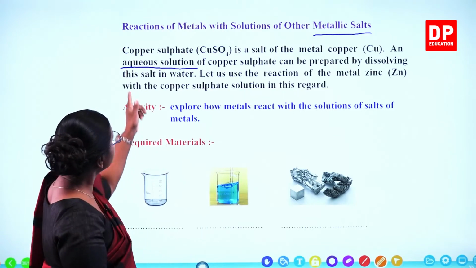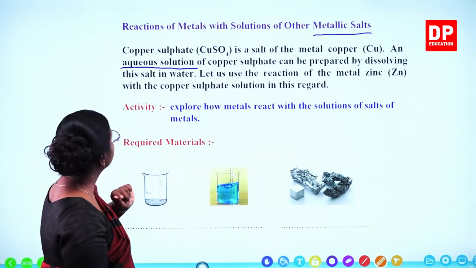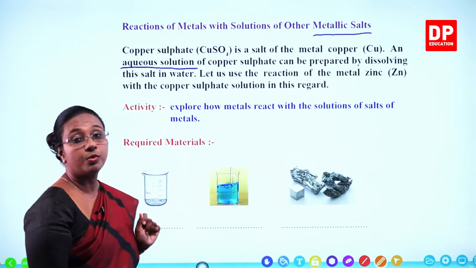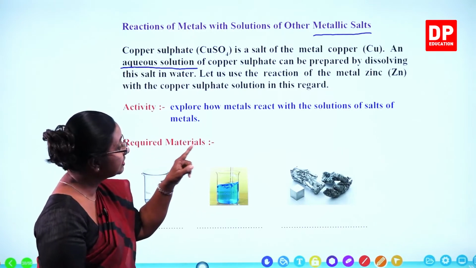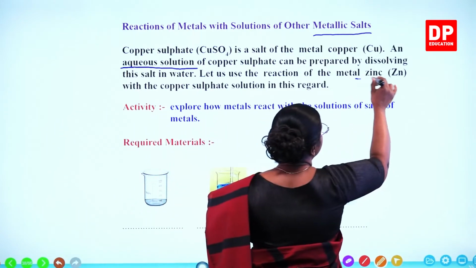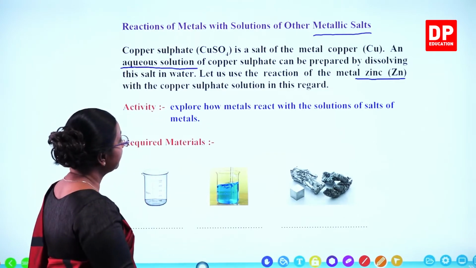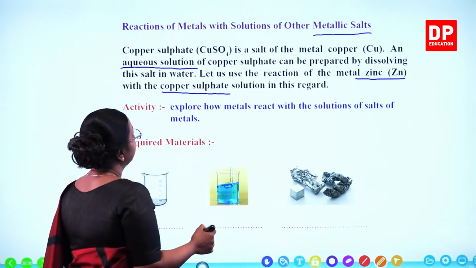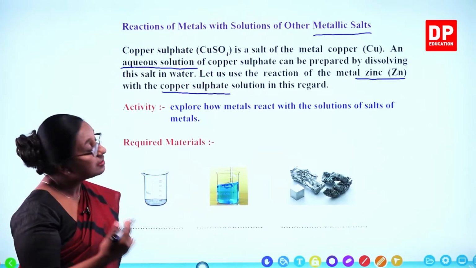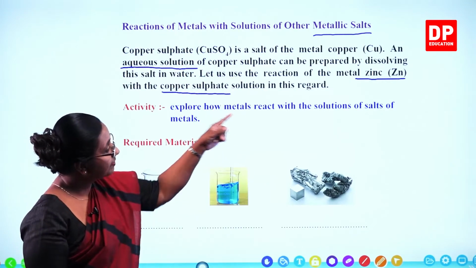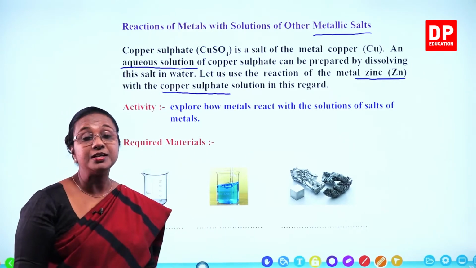So, that is the aqueous solution of copper sulfate, which can be prepared by dissolving this salt in water. Let us use the reaction of the metal zinc. So, we are going to use the metal zinc here with the copper sulfate solution. This is the reaction of metals with the solution of another metallic salt. Here the metal is zinc, and the other metallic salt is going to be copper sulfate.